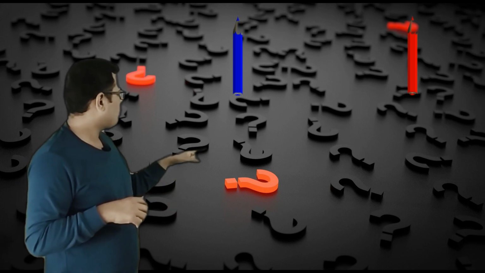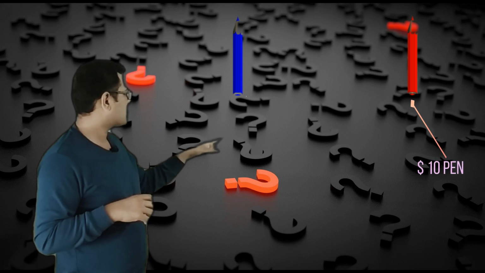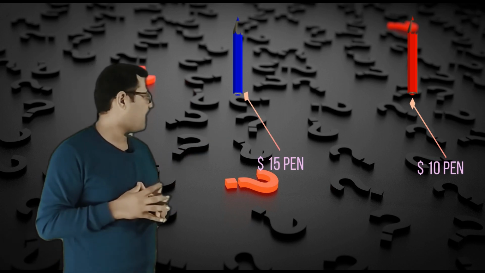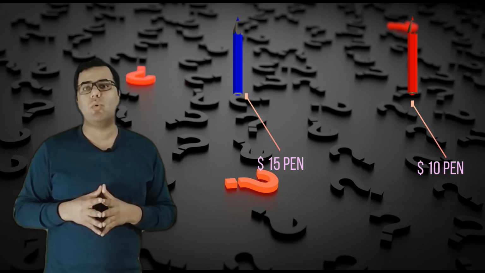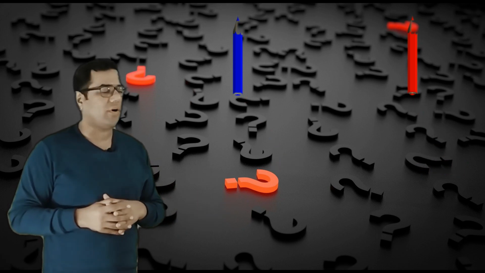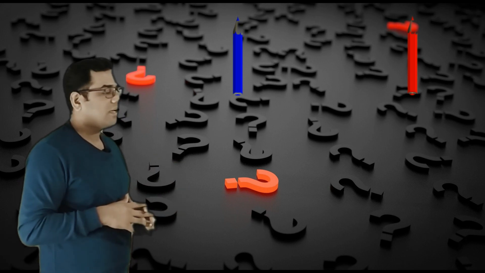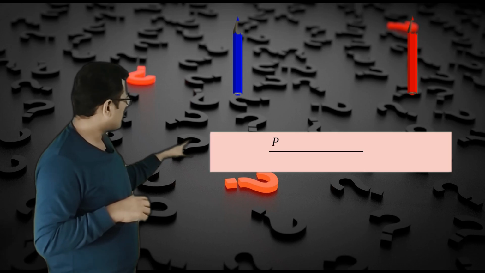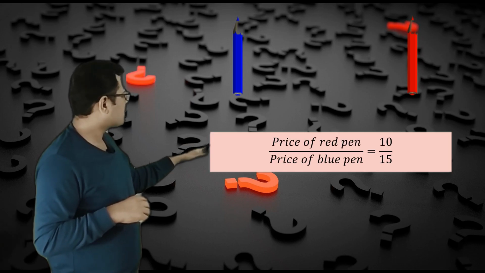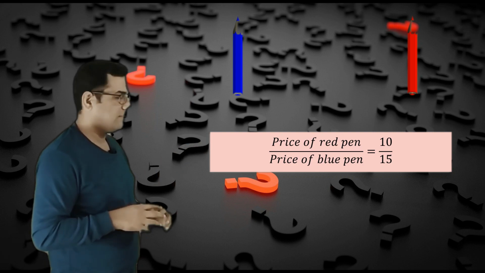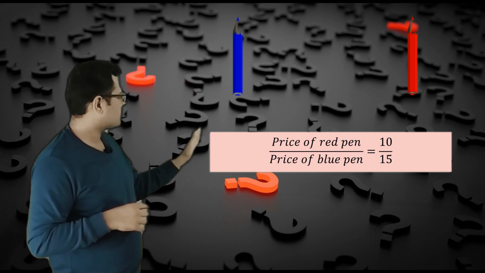So we again have these two pens, the red pen and the blue pen. The red pen's cost is $10 and the blue pen's cost is $15. Now you want to compare these two pens through ratios, through division. So you are going to make an equation. You are going to write that the price of the red pen divided by the price of the blue pen equals 10/15. You have made a ratio equation. The left hand side must equal the right hand side.